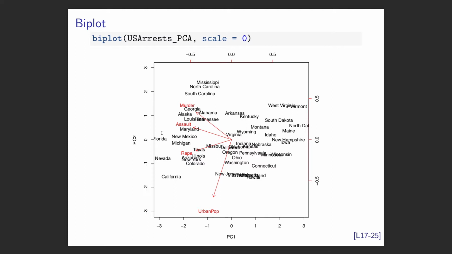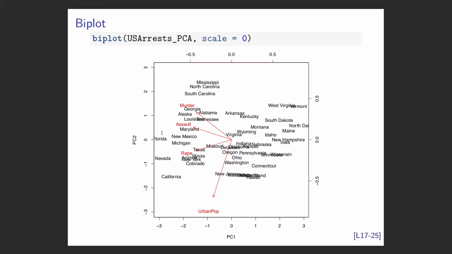So this is a biplot. First of all, let's look at the black text. So what we've done is, remember, for each of those states, we have four numbers, which is the value of the first principal component, the second, third, fourth. So biplot just takes the first two principal components and plots them against one another. So the x-axis is principal component one, and the y-axis is principal component two.